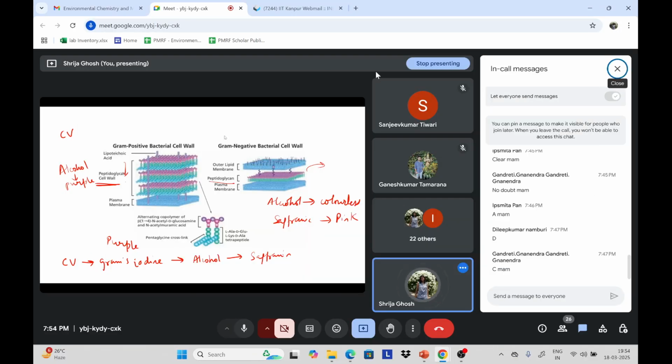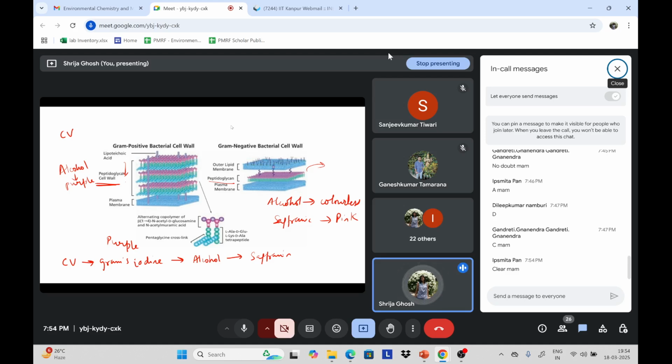Is that clear? Gram staining is a very important topic, and it's a very important staining technique to distinguish between bacteria. If you are trying to identify a bacteria, its gram status is a primary identification feature. Whether it is a gram positive or a gram negative bacteria, it's a very, very basic identifying feature. So you should understand what gram staining means, and you should be able to understand the procedure of gram staining as well.